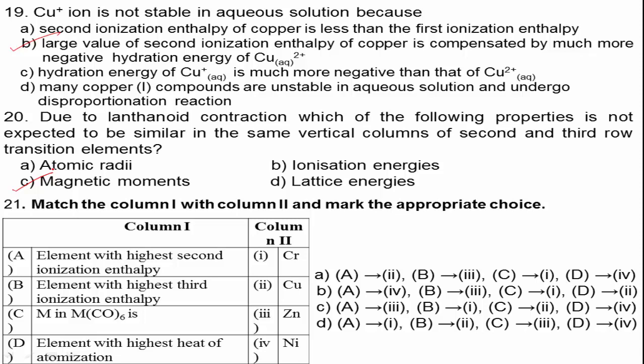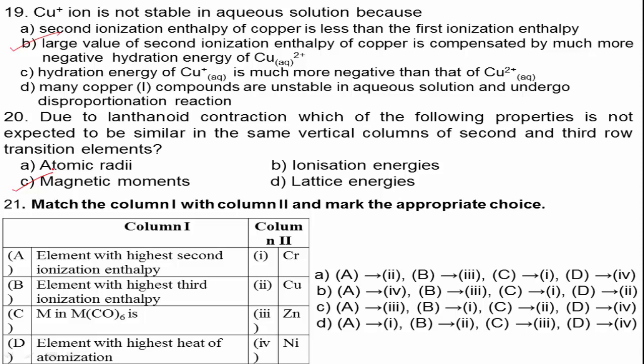Next, question number 21. Match column 1 with column 2 and mark the appropriate choice. In column 1, they have given: element with highest second ionization enthalpy, element with highest third ionization enthalpy, M in MCO6, and element with highest heat of atomization. Next, in column 2, they have given chromium, copper, zinc and nickel.